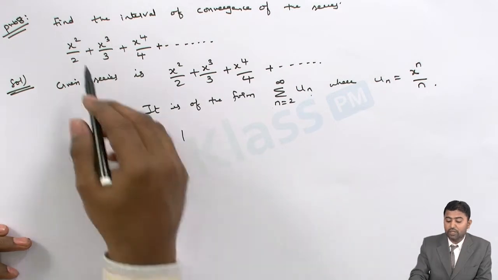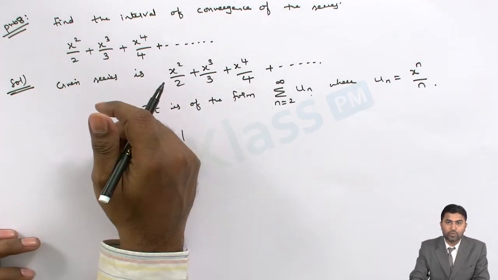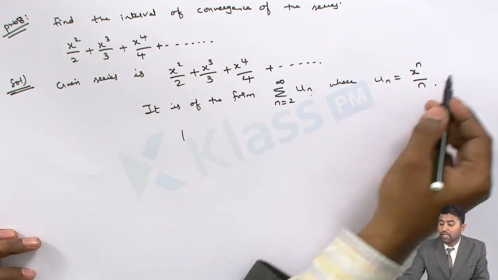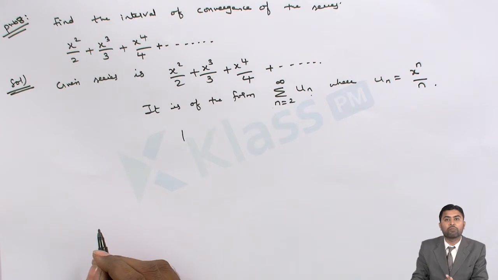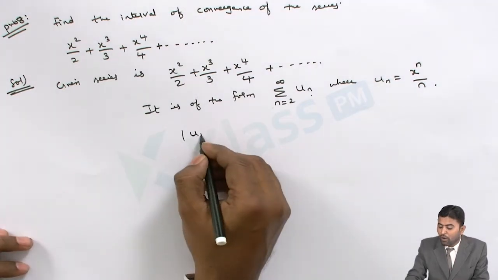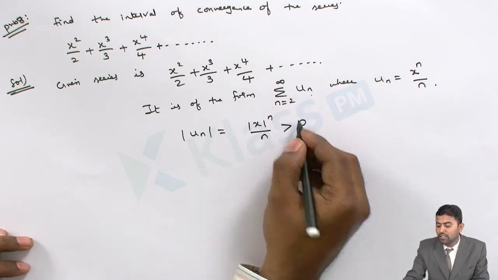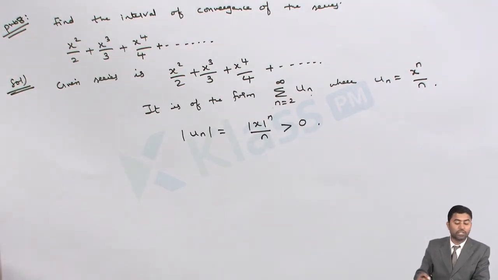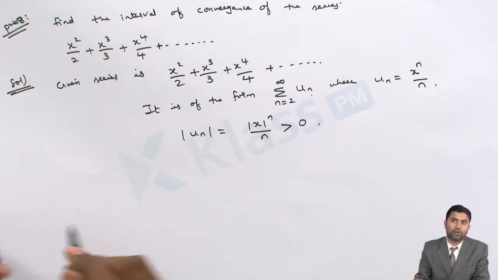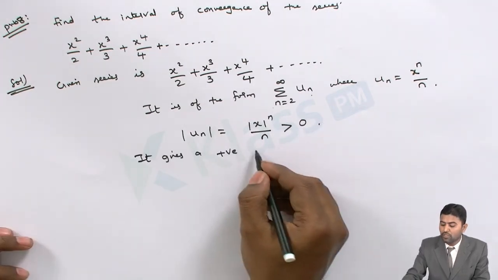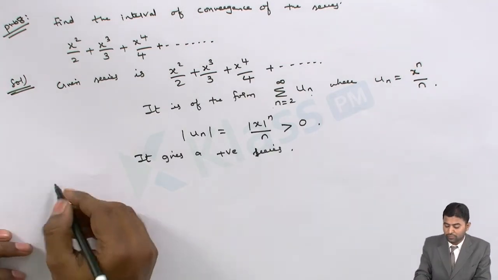Then see that here we are not given whether x is greater than 0 or less than 0, right? So I cannot write that this is greater than 0. I can write that only when I apply mod to that. Now mod un is equal to mod x whole power n by n. This is greater than 0. We need to remember this. It gives a positive series, so we can make use of the positive series test.